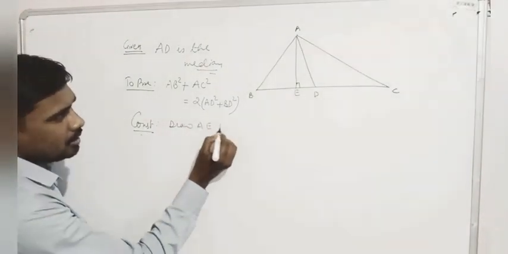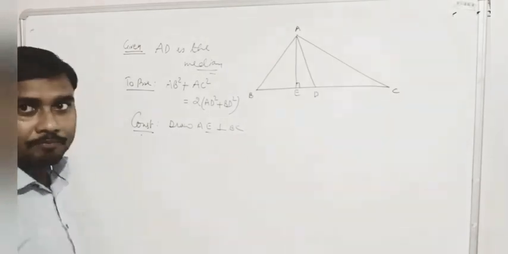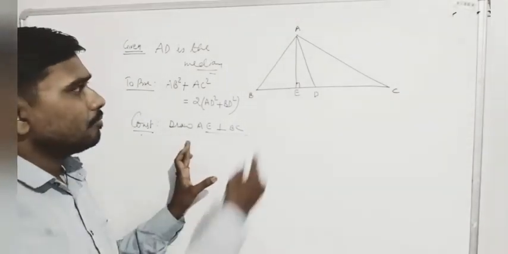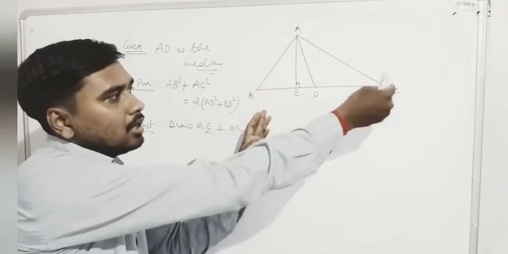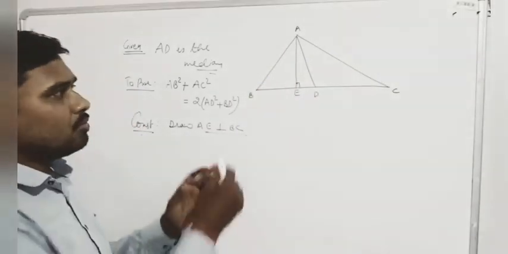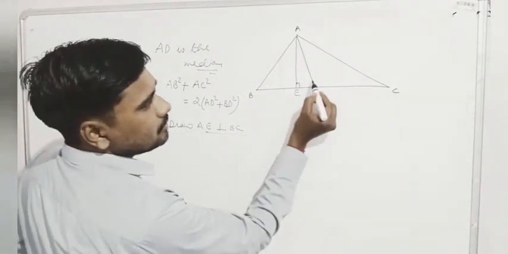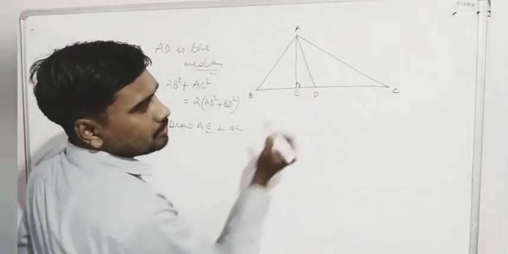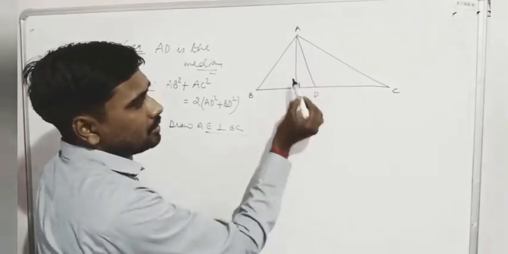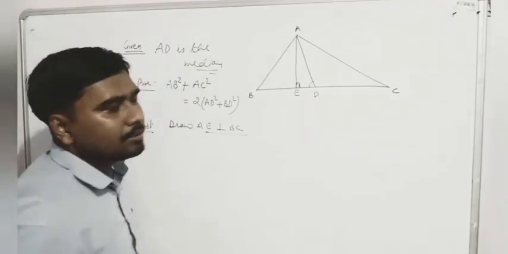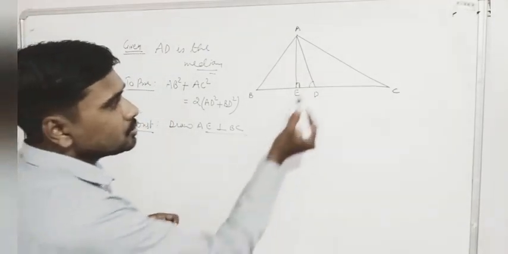Draw AE perpendicular to BC. So, for proving this, we will draw a perpendicular line on BC. So now we will take that this angle is 90 in this triangle. This angle is 90, so this angle will be less than 90. Clear?